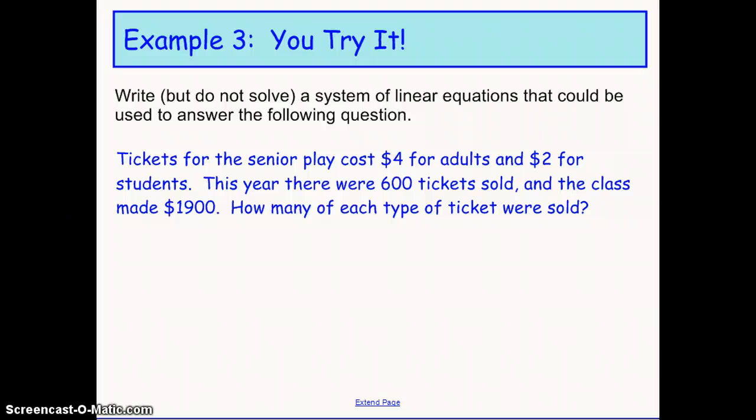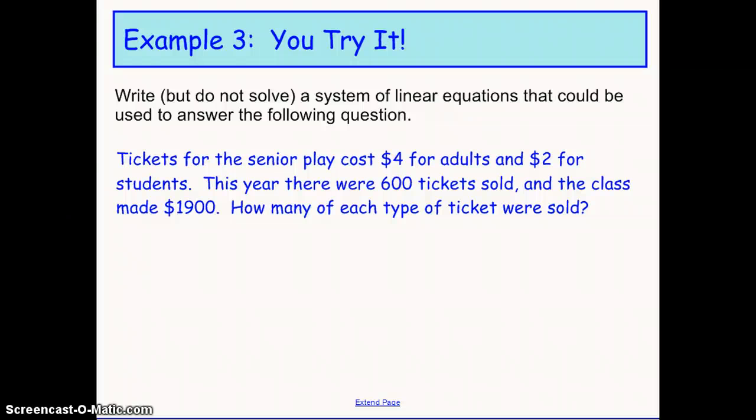At this point, I'd like to give you guys a couple of examples to try on your own. So here's the first one. Tickets for the senior play cost $4 for adults and $2 for students. This year, there were 600 tickets sold, so that's the total number of tickets, and the class made $1,900. So the ticket sales added up to $1,900. And the question is, how many of each type of ticket were sold?